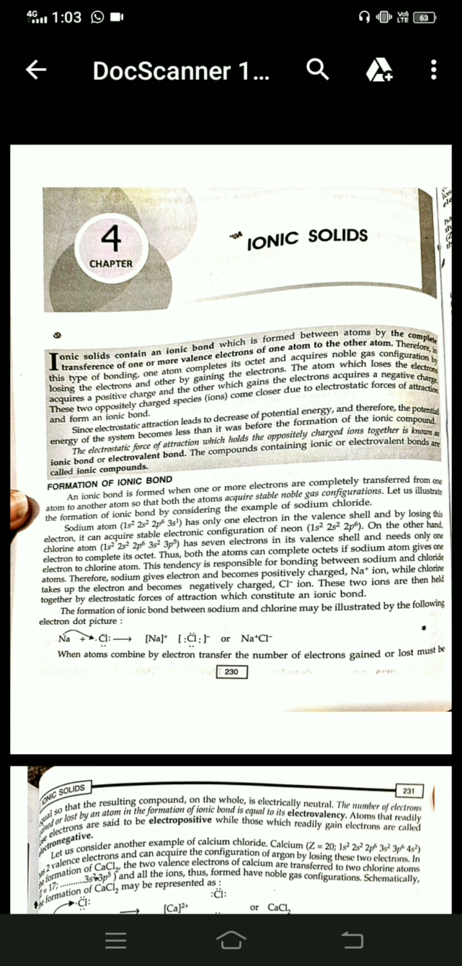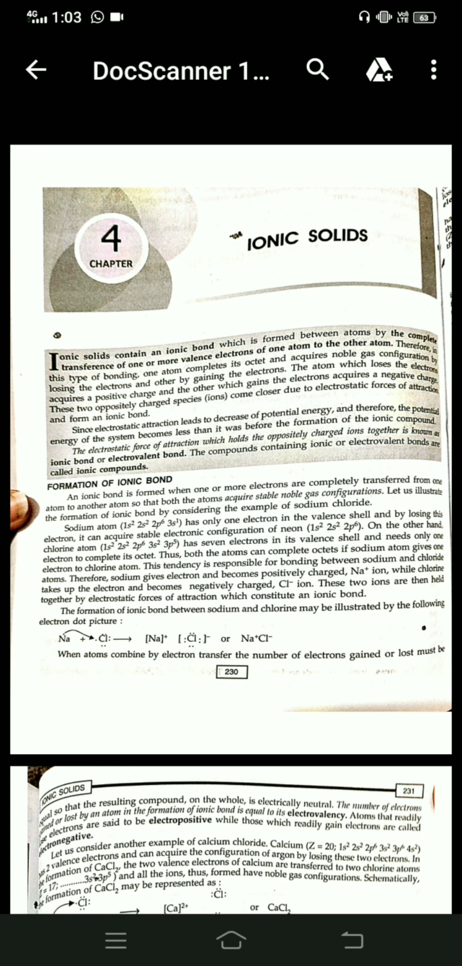Sodium atom has only one electron in the valence shell, and by losing this electron it can acquire the stable electronic configuration of neon. On the other hand, chlorine atom has 7 electrons in its valence shell and needs only one electron to complete its octet. Thus, both the atoms can complete their octet if sodium atom gives one electron to chlorine atom. This tendency is responsible for bonding between sodium and chlorine atoms.